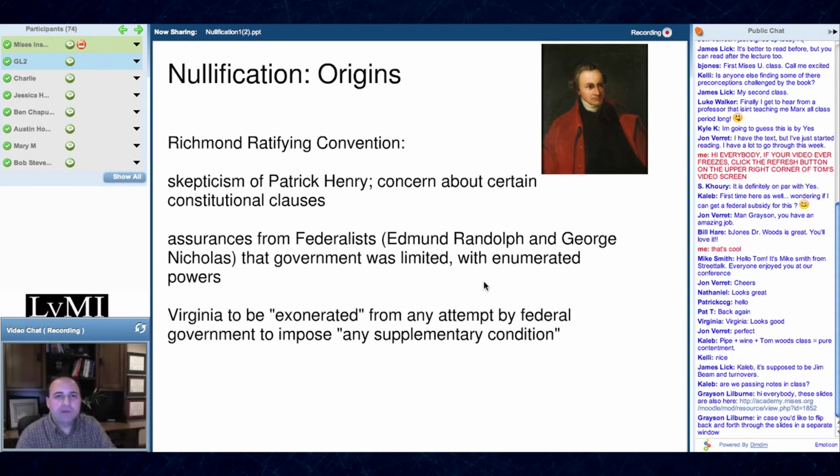And what's significant about this exchange is what the Federalists, the supporters of the Constitution, said to Patrick Henry. In particular, a five-man committee was established with the task of drafting the document by which Virginia would officially ratify the Constitution, if it chose to do so. That committee included Edmund Randolph, who became the first Attorney General, and George Nicholas, who became the first Attorney General of the state of Kentucky. So these are people of no mean legal knowledge, that's for sure.